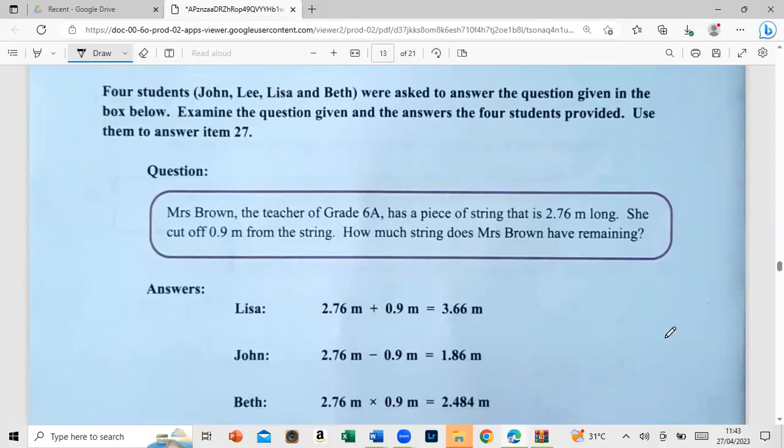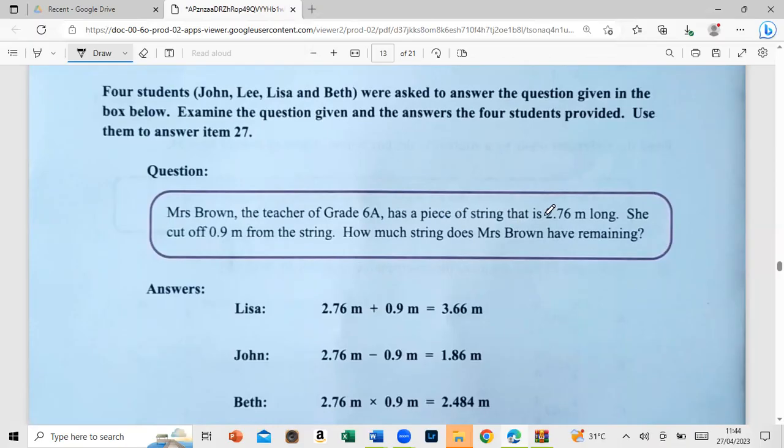Four students, John, Lee, Lisa, and Beth, were asked to answer the question given in the box below. Examine the question given and the answers the four students provided. Use them to answer item 27. Mrs. Brown, the teacher of grade 6A, has a piece of string that is 2.76 meters long. She cuts off 0.9 meters from the string. How much string does Mrs. Brown have remaining? Okay, cool.